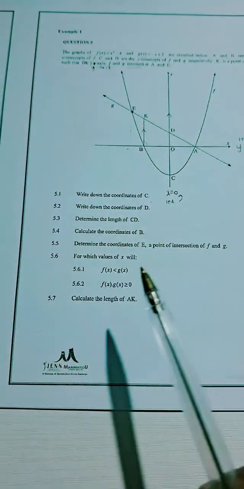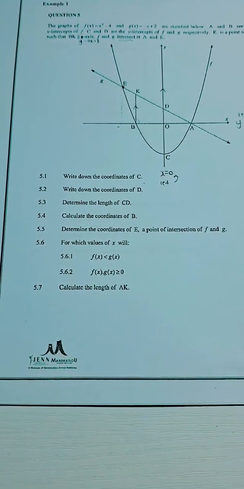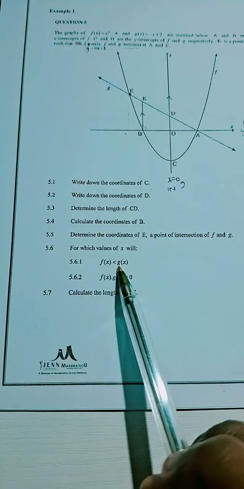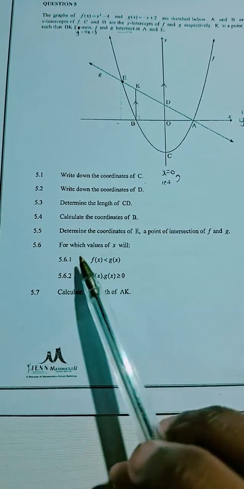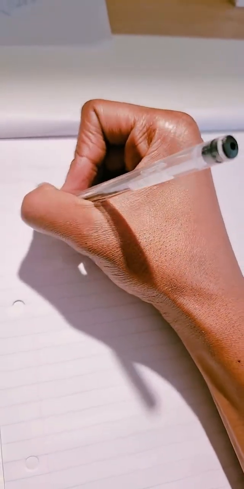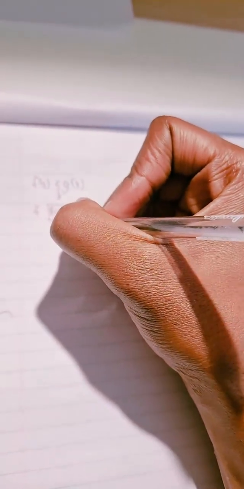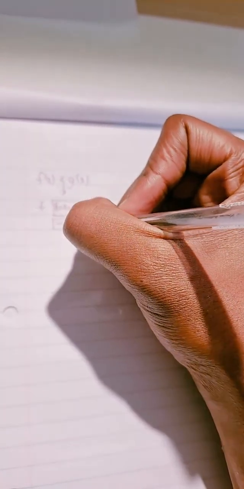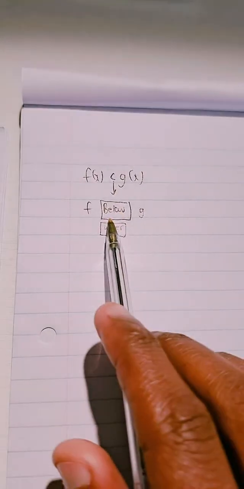Okay, let's look at the last few questions, guys. 5.6.1. Very beautiful question. Very nice, this one. For which values of x will f be less than g? Less than means below. Where will f be below g? In other words, where will f be under g? Where will f be underneath g?